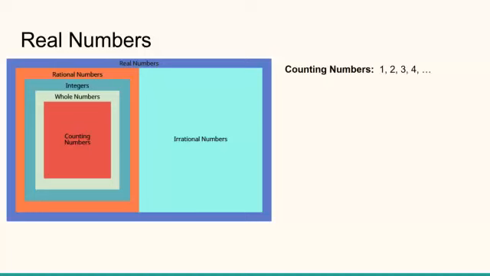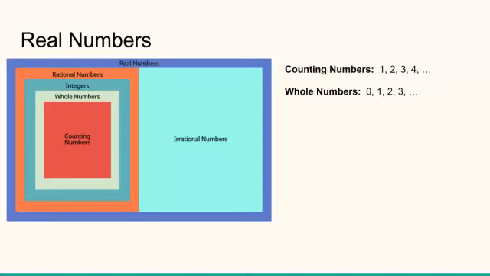The counting numbers, the numbers that we naturally start counting with, we use our hands for this. This is where kids first start. We go 1, 2, 3, 4. We call those counting numbers. See, they're in the center of our diagram there.